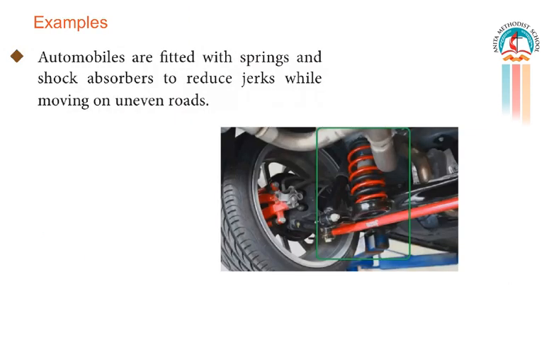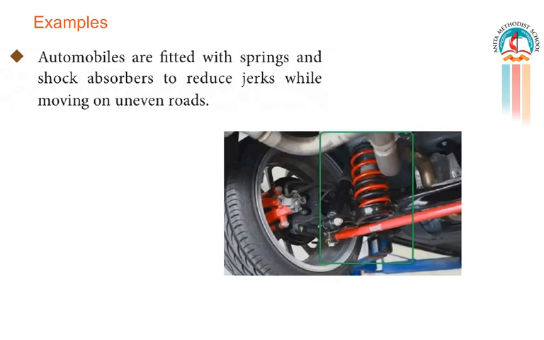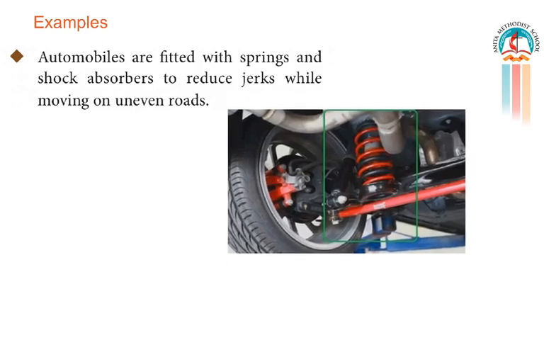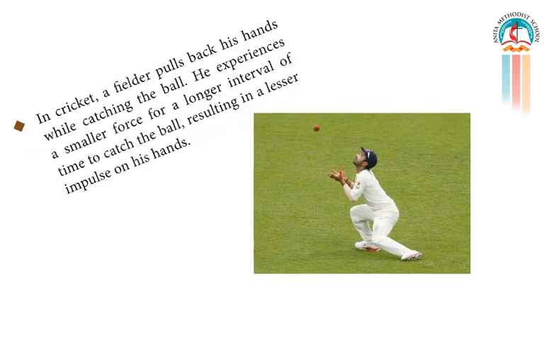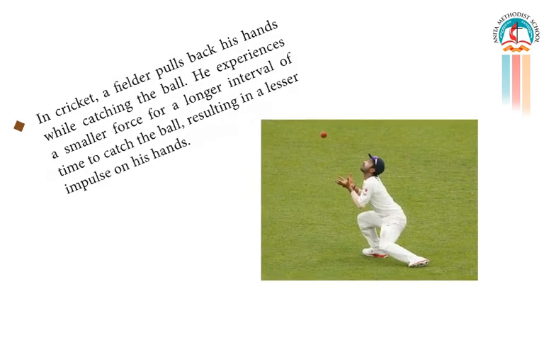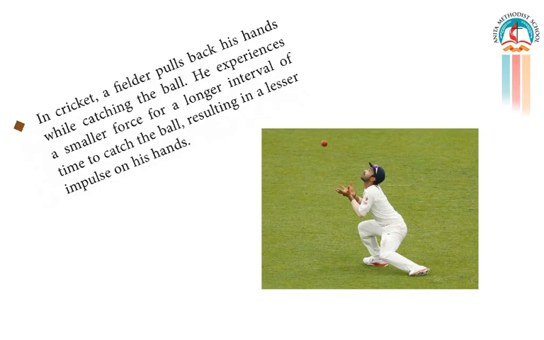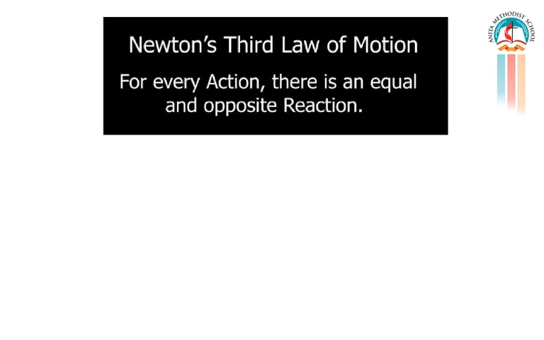We can see the examples of impulse. Automobiles are fitted with springs and shock absorbers to reduce jerks while moving on uneven roads. In cricket, a fielder pulls back his hands while catching the ball. He experiences a smaller force for a longer interval of time to catch the ball, resulting in a lesser impulse on his hands. Now let's learn about Newton's third law of motion.